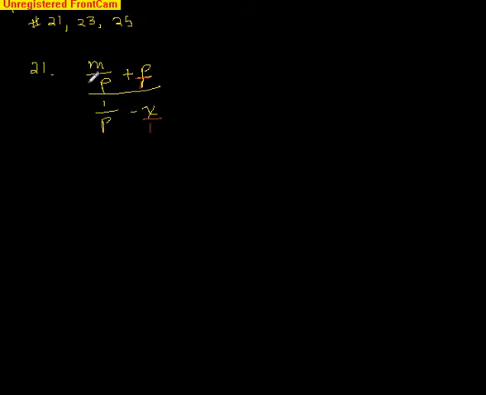Now we're going to look at all the denominators, p, 1, p, 1. What do they all go into? Well, they all go into p. So our common denominator is p. So what I'm going to do is multiply every single term by the common denominator. See, it's all p. So I'm multiplying every term by the common denominator.